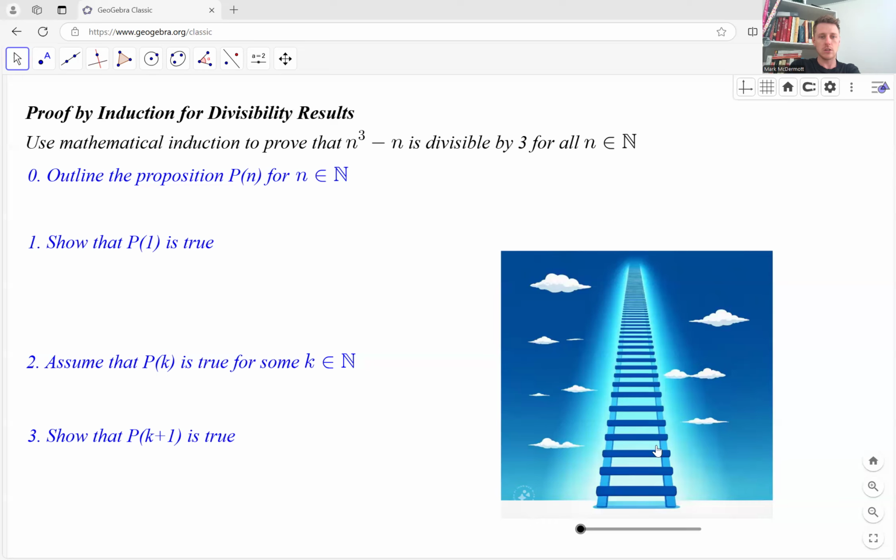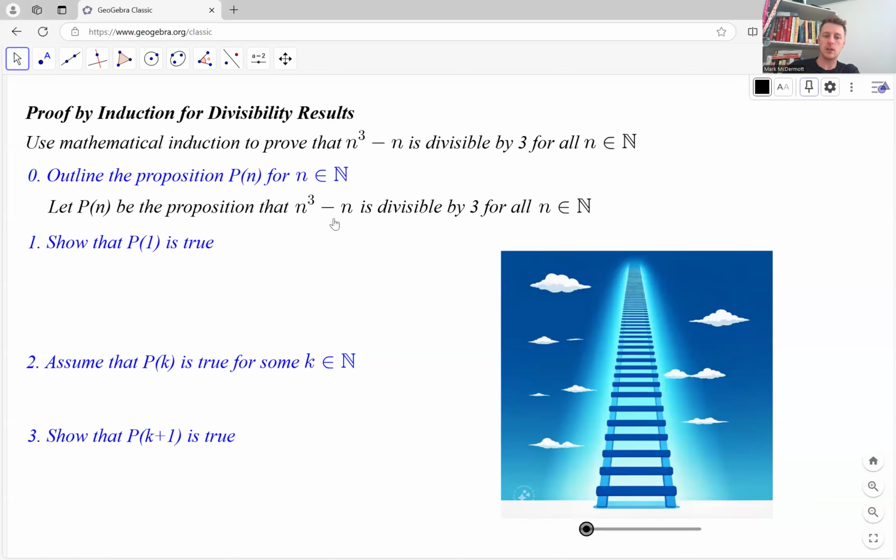It says use mathematical induction to prove that n cubed minus n is divisible by 3 for all n, where n is a natural number. Remember, natural numbers are whole numbers greater than 0, sometimes including 0, but generally if it doesn't say it includes 0, then it's just all positive whole numbers. So the first thing we want to do is outline the proposition P of n for some natural number n. So let P of n be the proposition that n cubed minus n is divisible by 3 for all natural numbers n. That's basically restating what the question's asking.